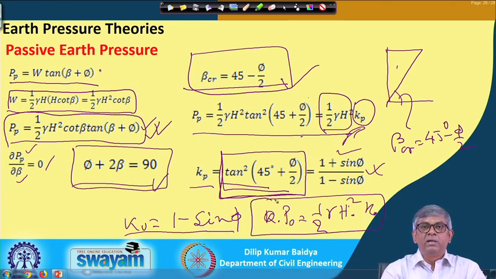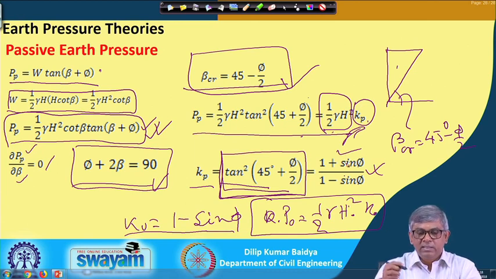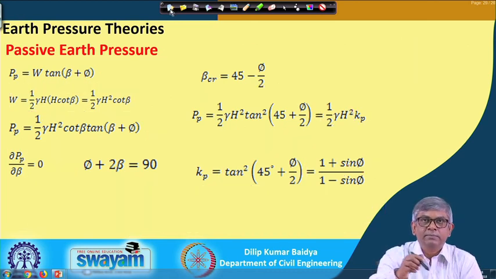Otherwise, in the normal condition, if it is mentioned that the soil phi value is this and the wall height is this, then find the active earth pressure behind the wall. Simply find K_A first by using this equation or this equation, and then use half gamma H square into K_P for passive pressure and half gamma H square K_A for active pressure. So, these are the things we are getting.